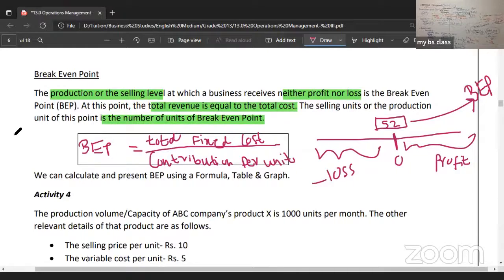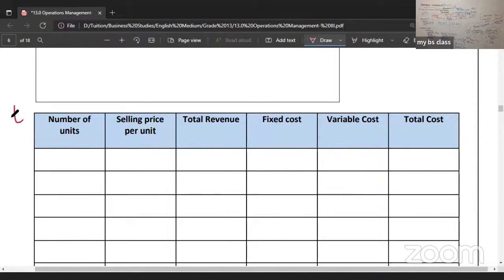So here's using the equation. Then using the table. There are three ways, and using a graph. Here you can see using the graph.